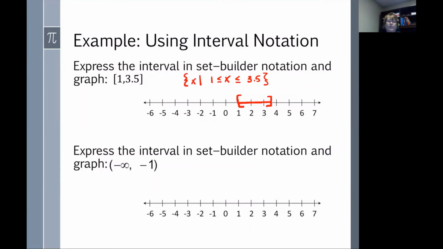The next interval from negative infinity to negative 1 with the parenthesis on the negative 1. This means all the numbers to the left of negative 1, all the numbers less than negative 1. Since it starts at negative infinity and ends at negative 1, that's all the numbers to the left of negative 1 on the number line. So we would draw a parenthesis at negative 1 and an arrow to the left. All right, set builder notation. This would be the set of all x such that x is less than negative 1.